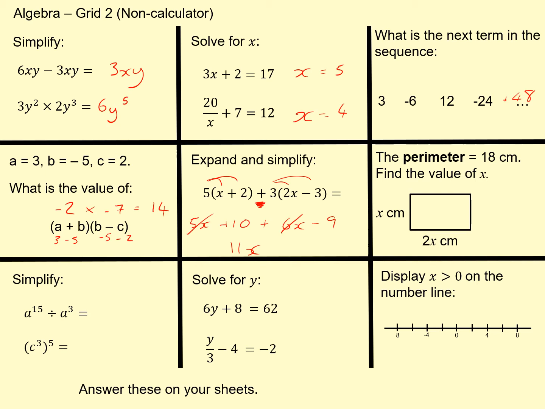And then 10 take away the 9 gets me positive 1. So there's my like terms collected. Next up, it says the perimeter is 18. Find the value of x.